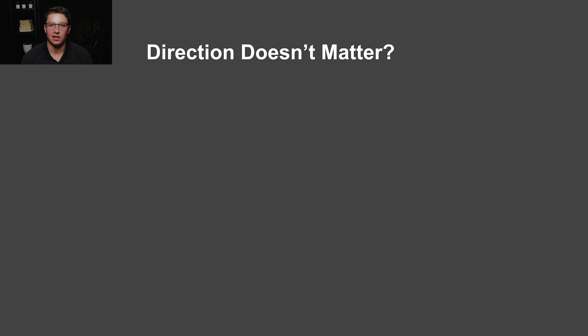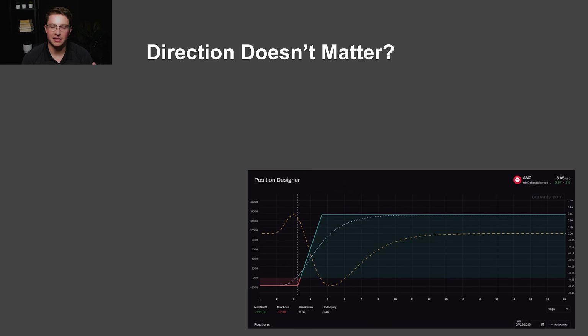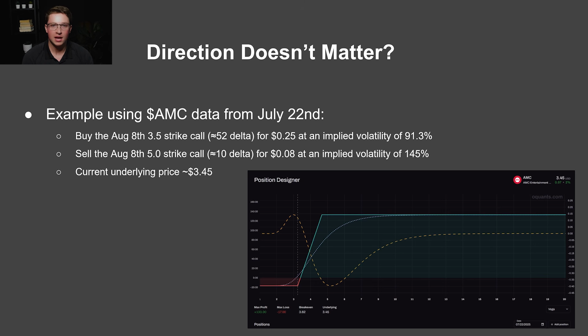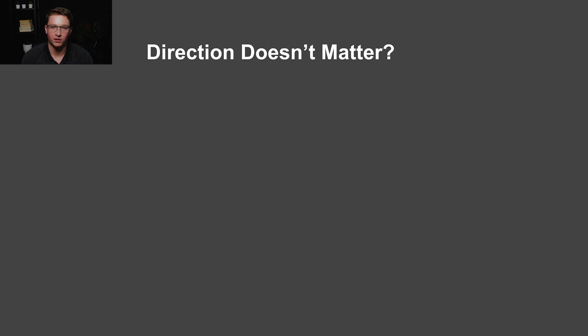Let's walk through a real setup using AMC data from July 22nd. We can buy the August 8th expiration 3.5 strike call at the 50 delta for 25 cents at an implied volatility of 91.3%, and we can sell the August 8th expiration $5 strike call at the 10 delta for 8 cents at an implied volatility of 145%. The underlying price is around $3.45. We assume that the past realized volatility, around 76%, will continue over the life of the spread.